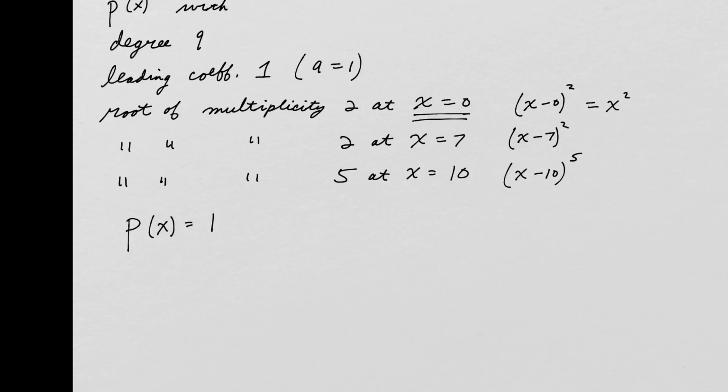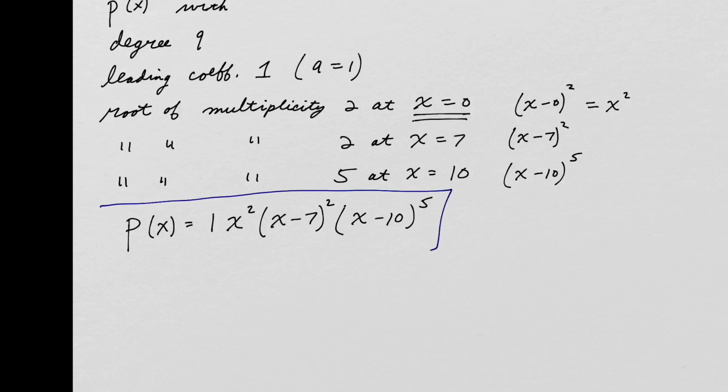Then it has this x squared term, right? That accounts for the first part where the root is 0 and the multiplicity is 2. Then I have an x minus 7 squared term. That gives me the root x equals 7, right, with multiplicity 2. And then I have this factor x minus 10 to the 5th. That was the x equals 10 root with multiplicity of 5. So that's it. That's my equation. This would be the equation of that polynomial.